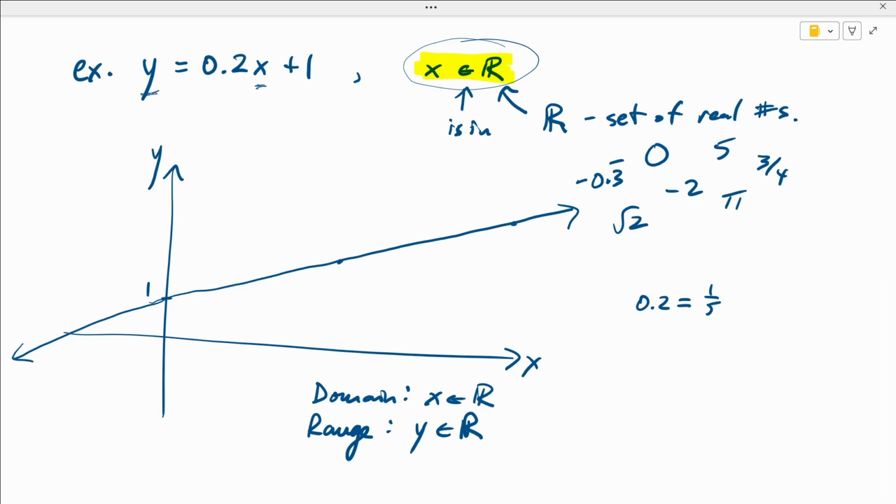By the way, just in case you forgot how to convert 0.2 to 1/5, you notice that this is the tenths place. So 0.2 is equal to 2 tenths, and then you reduce by dividing numerator and denominator both by 2.